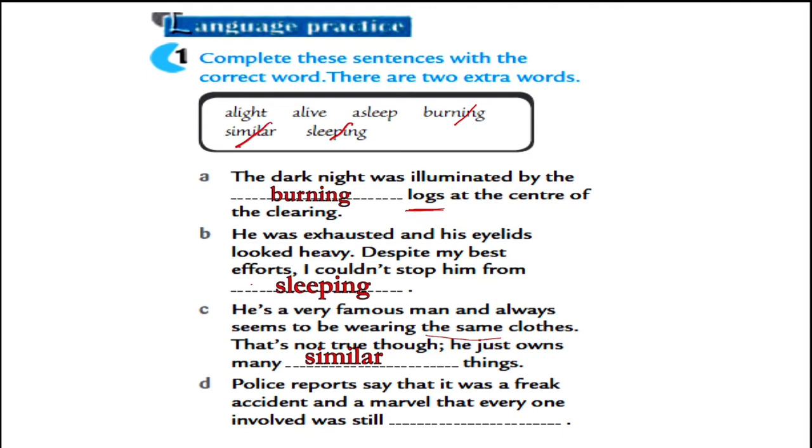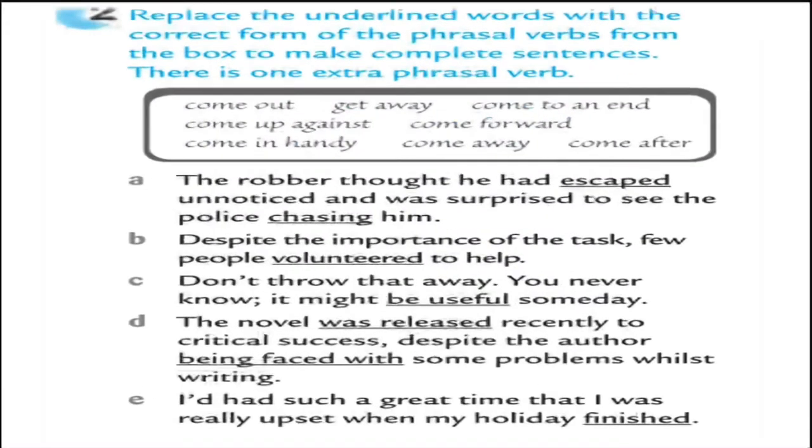Now, D, police reports say that it was a freak accident and a marvel that everyone involved was still. So it is a very dangerous and difficult accident, and it is a marvel. So everyone still after the accident. Yes, very good. And the last one would be alive. All right. So we're not going to use sleep or alight. Let's move on to the second exercise, number 2.